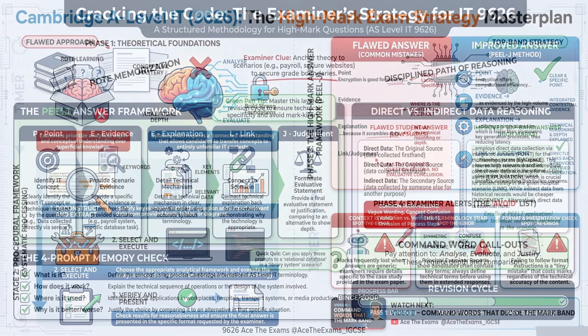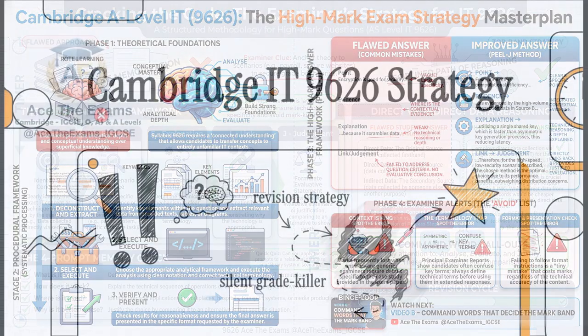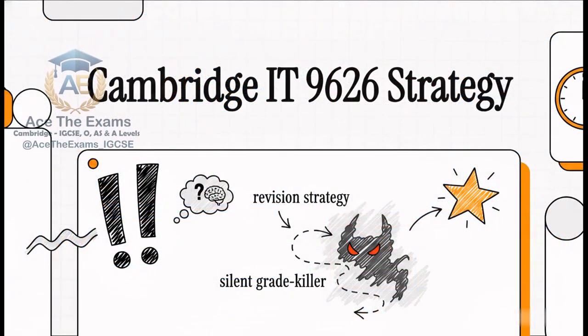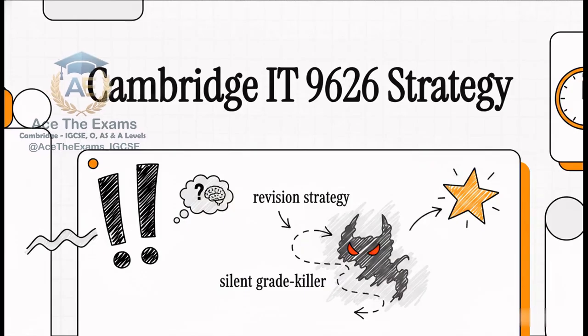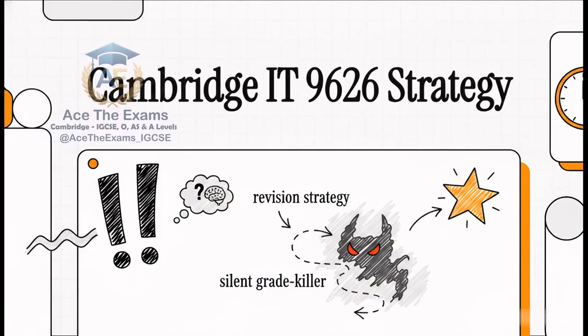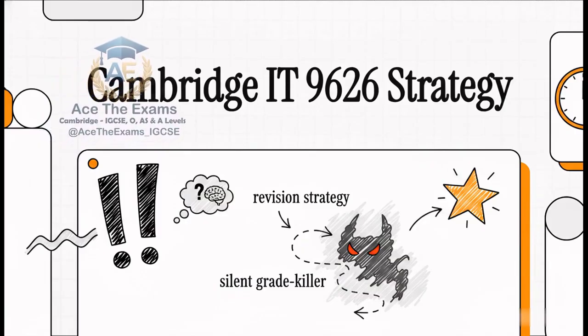There is one tiny, almost invisible mistake that is absolutely destroying students' scores on the Cambridge IT 9626 exam. And honestly, it has absolutely nothing to do with how many hours you've spent studying. If you're taking this exam, you already know the stakes are incredibly high, but right now there is a silent grade killer lurking in your revision strategy.